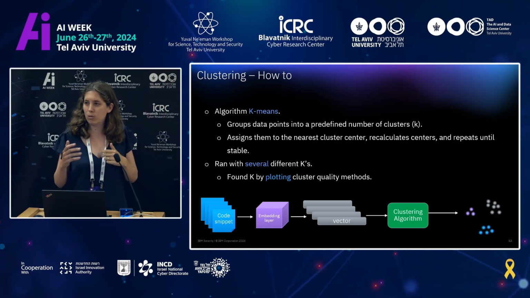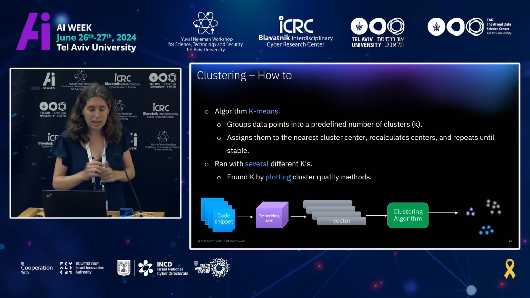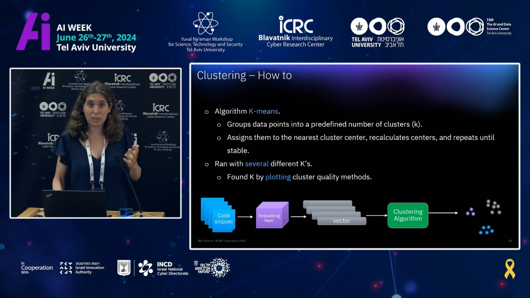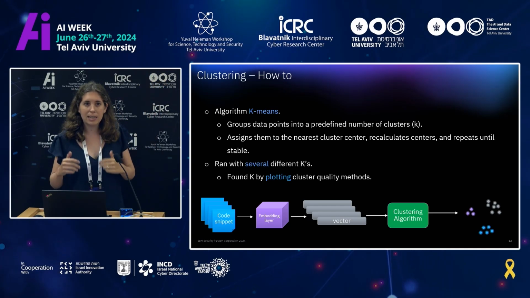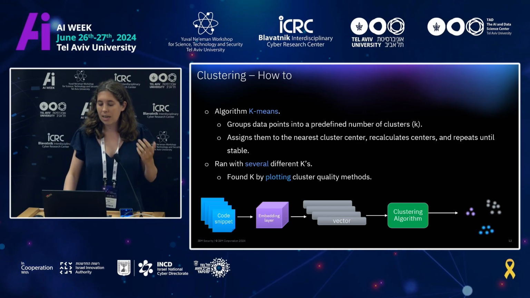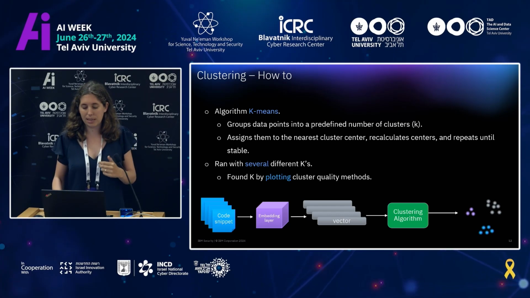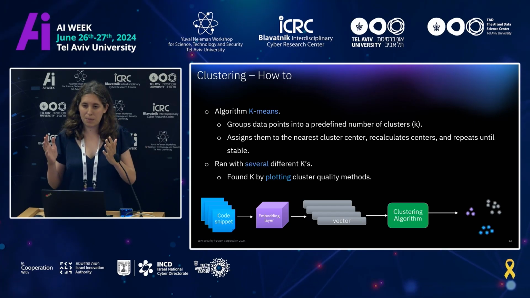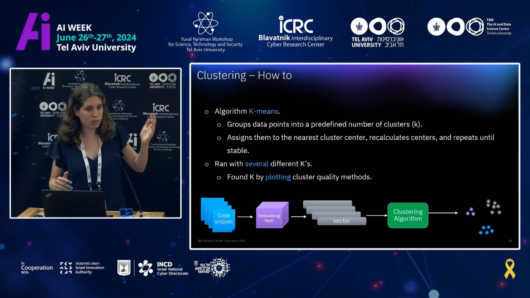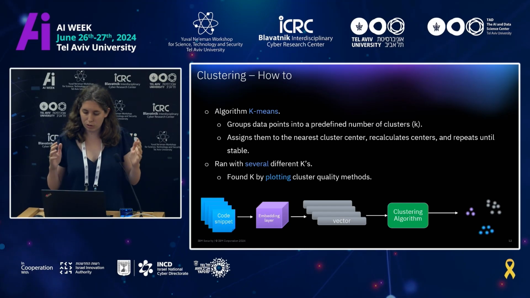For anyone who doesn't remember or doesn't know, in 2 sentences, what K-means is. K-means algorithm groups data points into a predefined number of clusters, which is the K in K-means, and then iteratively assigns the points to the nearest cluster center, recalculates the centers based on the assigned points, and repeats until the grouping stabilizes. So this is the K-means algorithm, and we ran the algorithm with several different Ks, and found the right K by plotting cluster quality methods. I will show this shortly in a few slides.